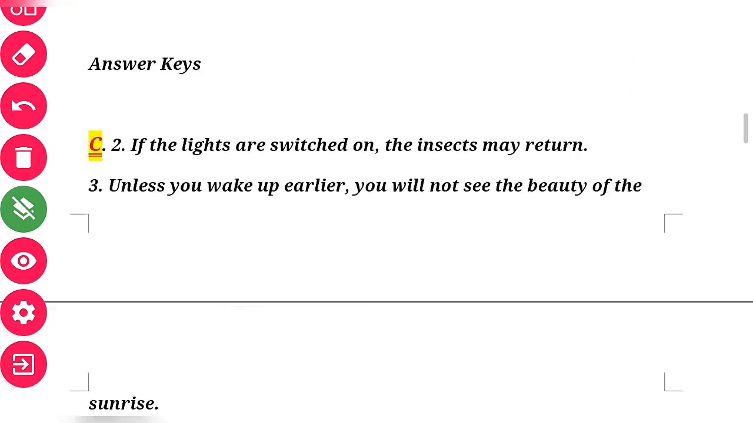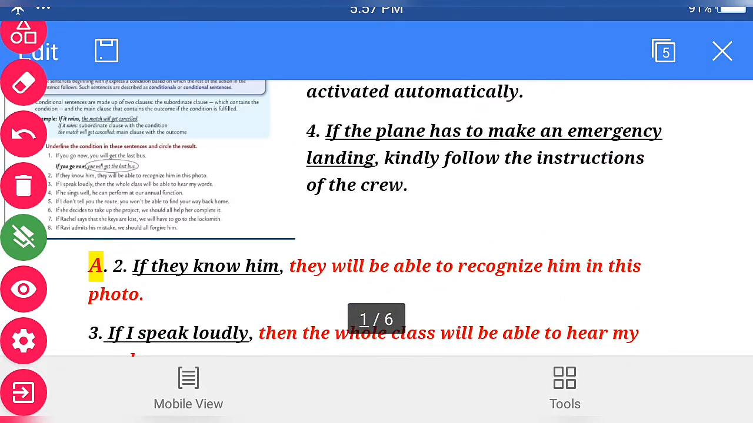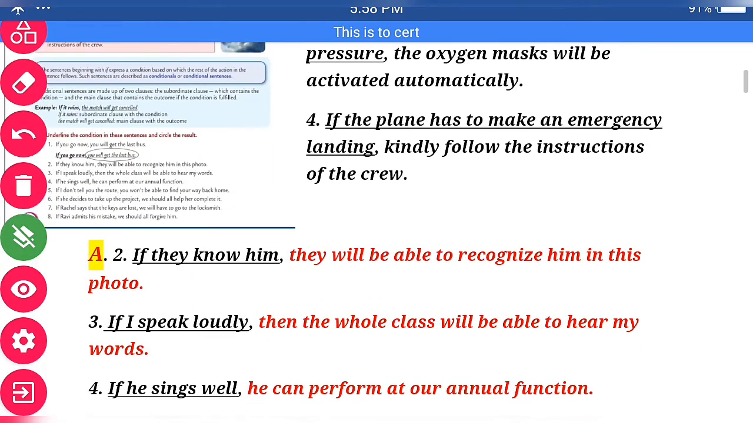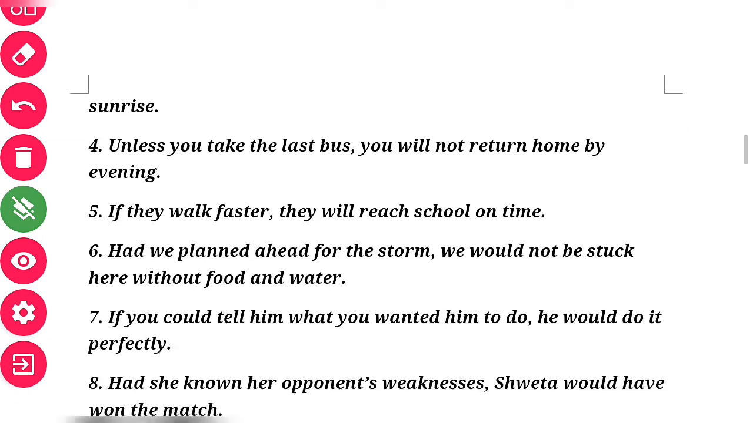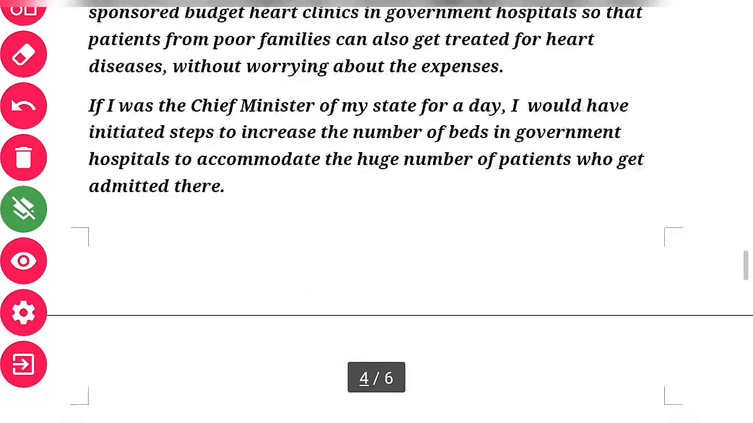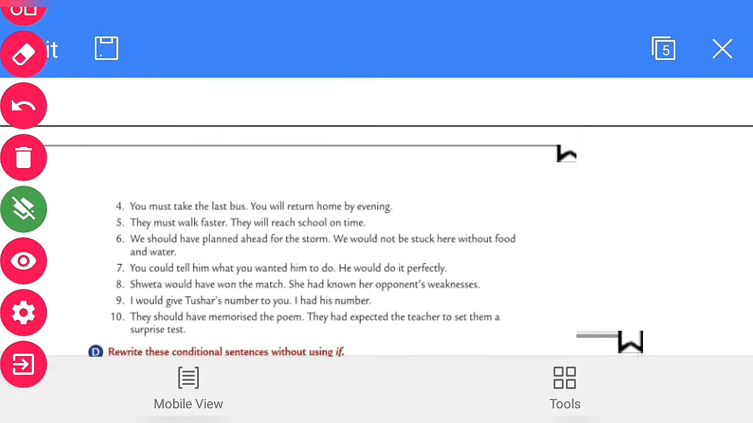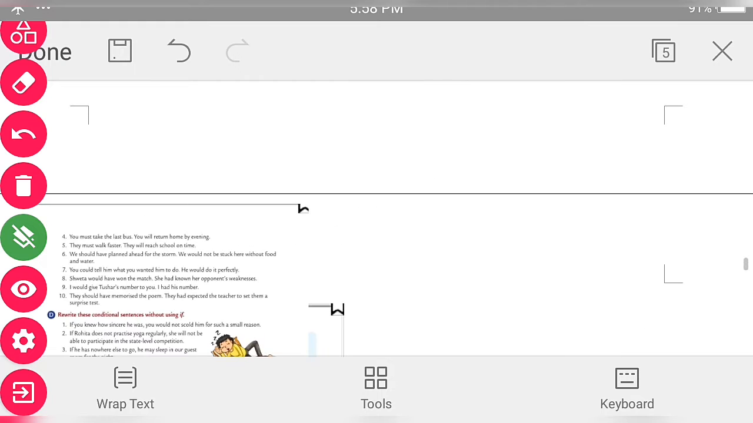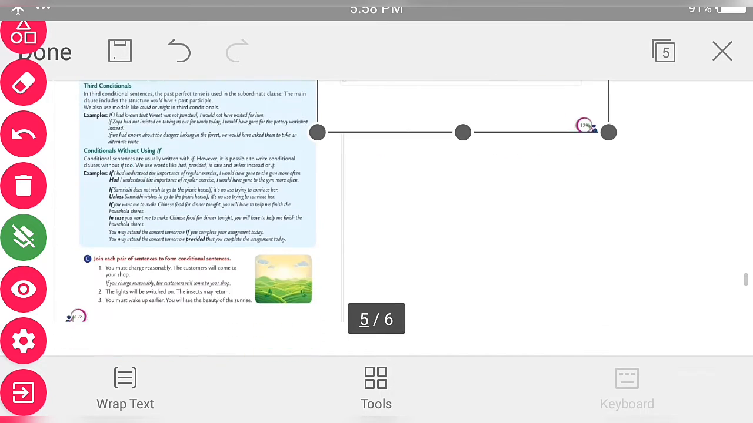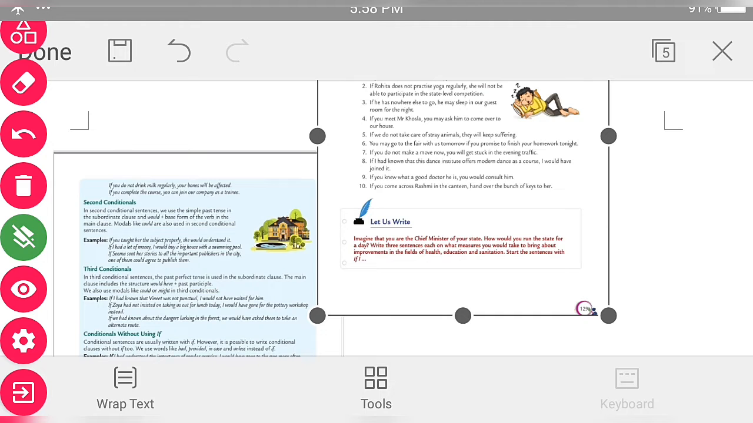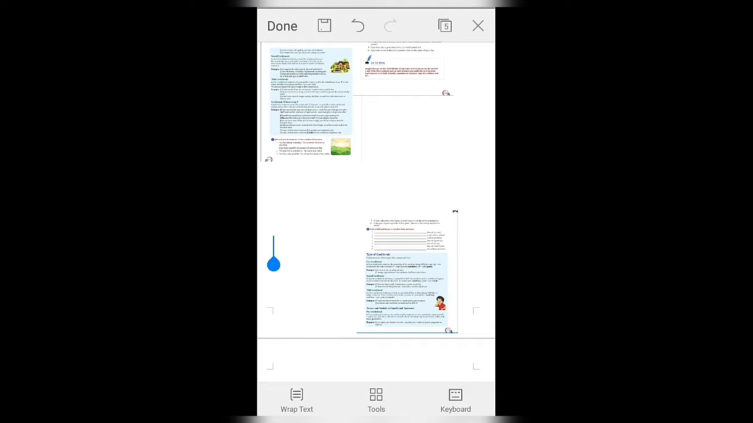Okay, exercise B. For exercise B we will go on to the next page. For exercise B the page is here. Okay, just wait. For exercise B, where it is, just wait. Okay, exercise B is here, it came down.